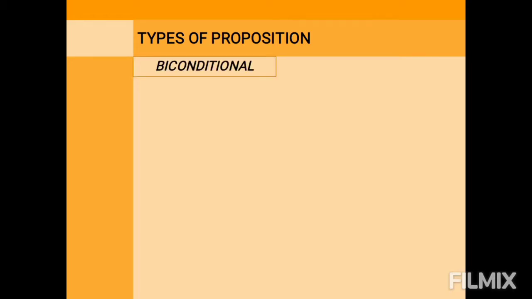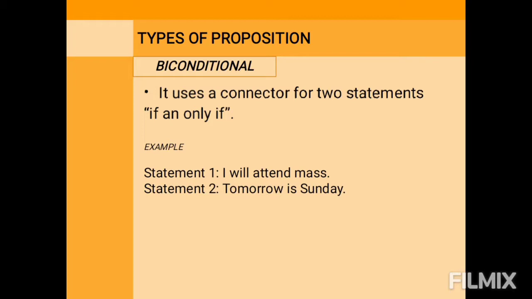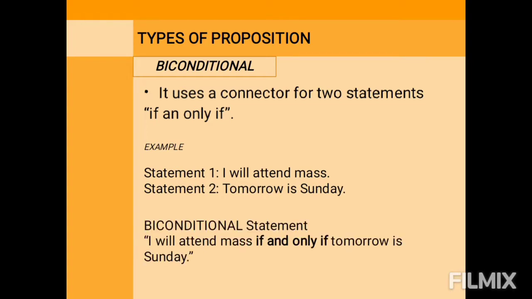type of proposition. We have biconditional. It uses a connector for two statements, if and only if. So for conditional, we are using if-then, and in biconditional, we are using the connector if and only if. Say for example, statement 1, I will attend mass. And another statement is tomorrow is Sunday. So how does it look when we use the biconditional statement? I will attend mass if and only if tomorrow is Sunday. So as you can see, there is a connector, which is if and only if. We use this to make our statement a biconditional.